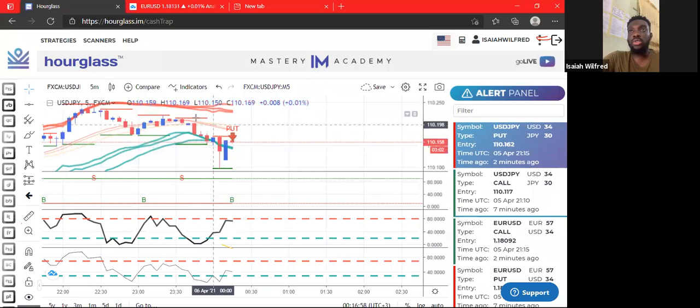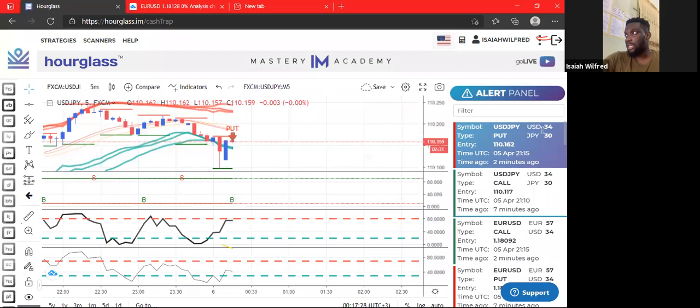So you can also consider the middle band as support or resistance. Just like what happened here, price broke through the support and Cashtrap called out a put. But I still feel this market will still buy up because the stochastic is not yet overbought. So I still think it's going to shoot up before it starts crossing down.